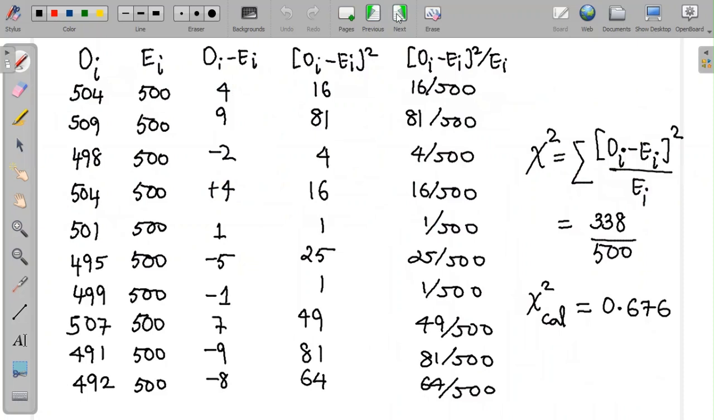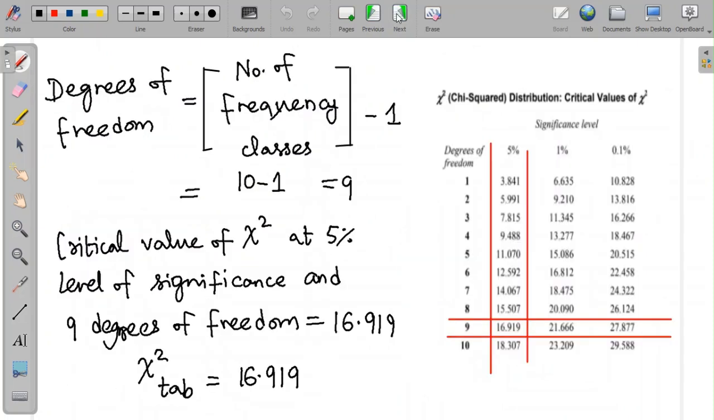But this is the calculated value. We'll compare this with the table value, the critical value. We have already learned that to find the critical value, we need to find the degrees of freedom. For the 10 classes of data here, because we have 0 through 9, there are 10 different classifications of the digits. The degrees of freedom will be 1 less than 10, which is 9. So referring to the table for chi-square, at 5% level of significance, we observe that at 9 degrees of freedom, the critical value is 16.919.